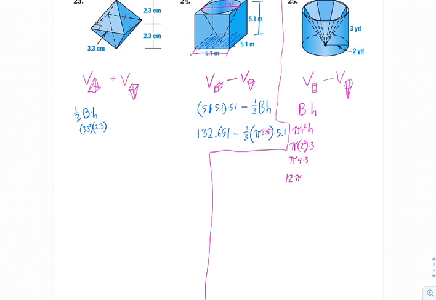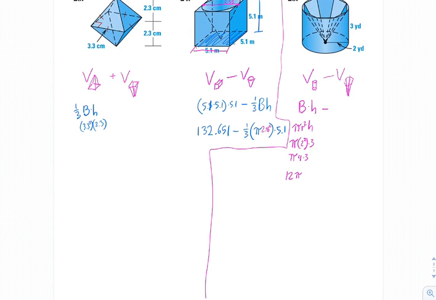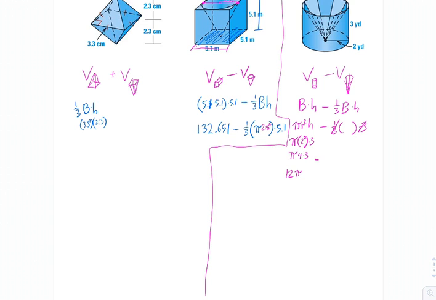Okay, so 12 pi, and we're taking away 1/3 the area of the base times the height, or take away 1/3 of the thing we're looking for times 3, because the same height as the other, and 1/3 of 3 cancel. So really we've got 12 pi minus, and this is area of octagon. And now we just got to find what the area of the octagon is.